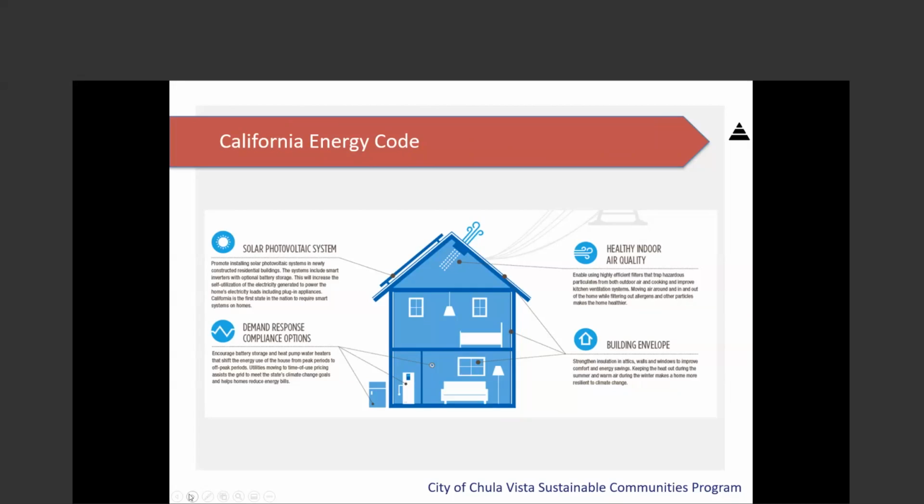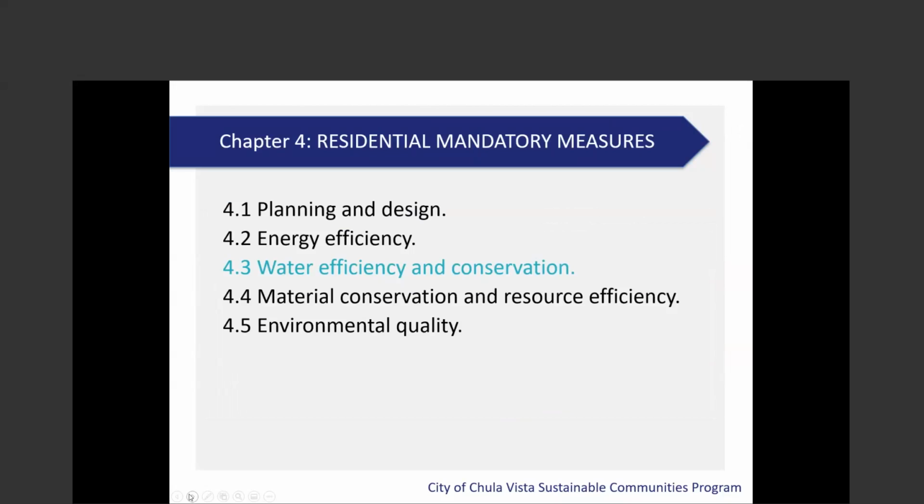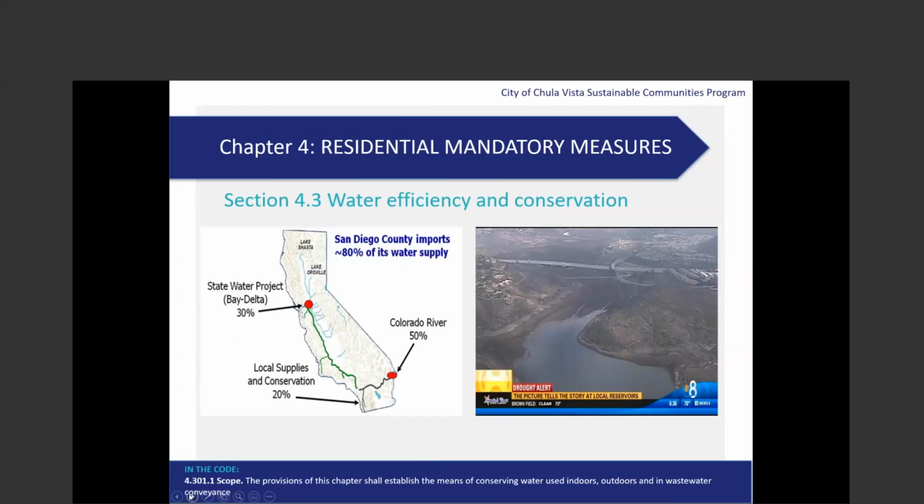Thanks, Doug. Yeah, so this is 4.3, water efficiency and conservation. And if you could go to the next slide, please. In a drought-prone region such as San Diego, where we import approximately 80% of our water, the environmental impact is intense. So not only in loss of potable water during transport, but the energy required to get it here. So this chapter covers conserving water used indoors, outdoors, and in wastewater conveyance. And it's important for all of us, and you'll see why when we get to some of the cost savings associated. Next, please.